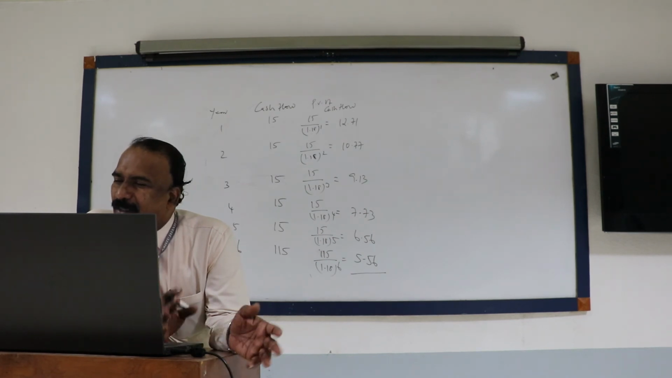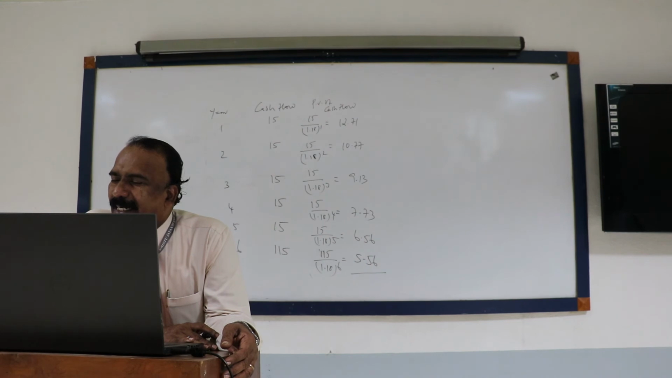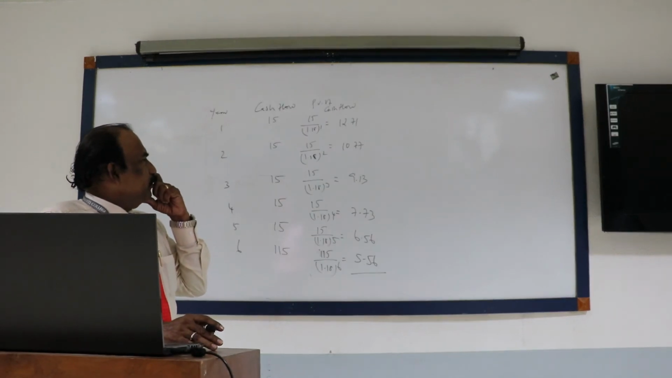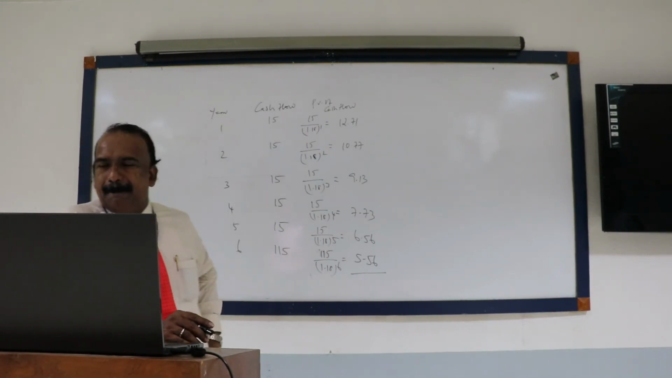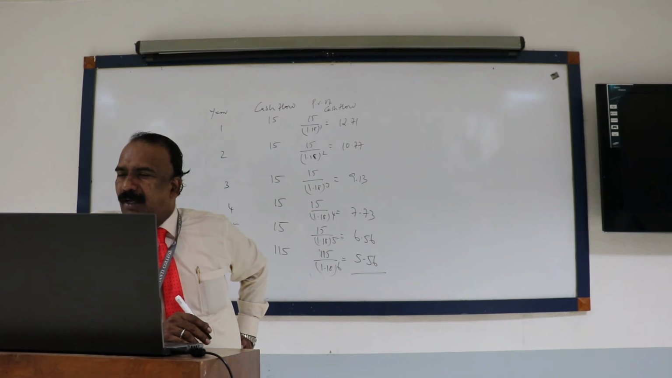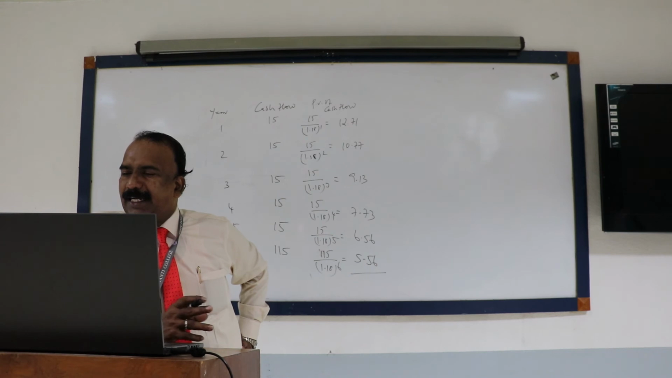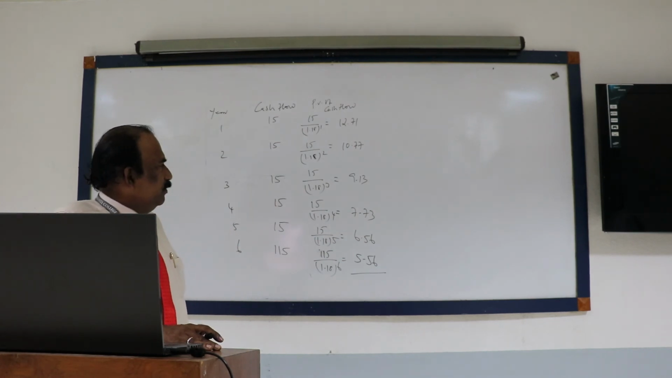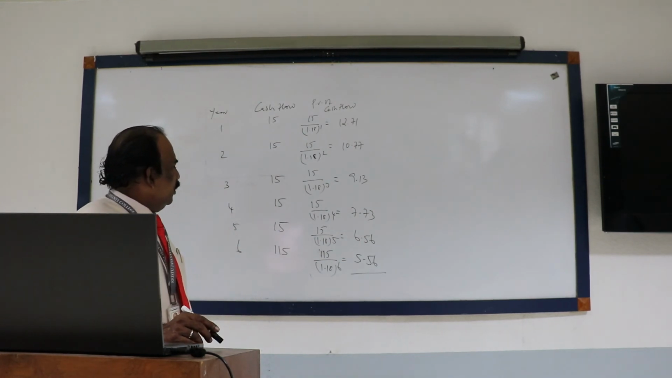So the answer is given. The current market price is 89.5. So if you add, you will get 89.5. If you don't get 89.5, some decimal fraction difference may be there. That's due to the decimals that we calculate. It could be 89.52 or 53, but you adjust it and make it 89.5. How much comes for the last one?